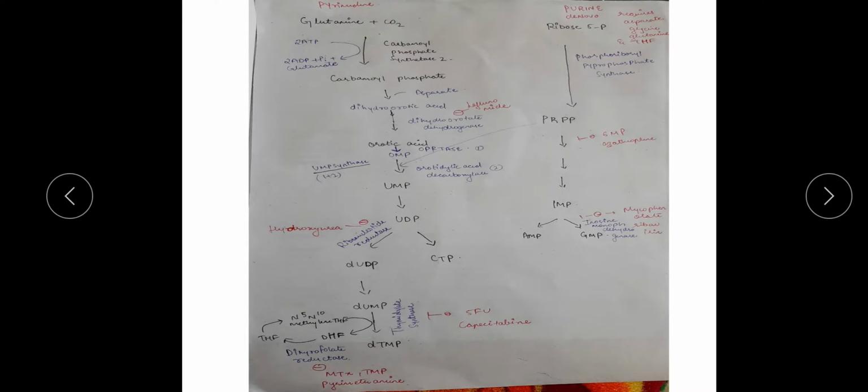The enzyme here is carbamyl phosphate synthetase 2, which converts glutamine plus carbon dioxide into carbamyl phosphate. On addition of aspartate, it forms dihydroorotic acid. Dihydroorotic acid is converted into orotic acid. The enzyme here is dihydroorotate dehydrogenase, which is inhibited by leflunomide. It is an antibiotic.